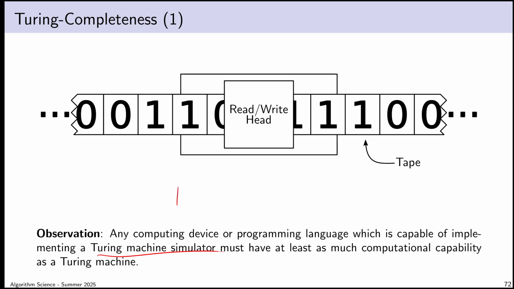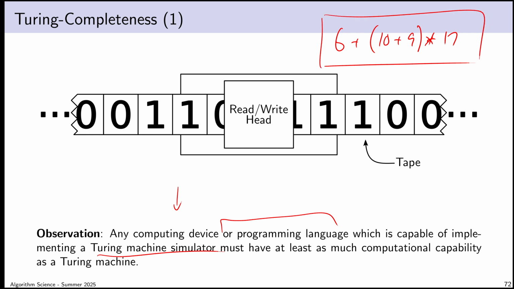Now you can see how it says any computing device, but it also says programming language. That's weird. So a programming language can be said to have computational power as well. There are very simple languages that we've used. For example, if you think about typing an expression into your calculator, that is a form of language. I mean, if I type in an expression like 6 plus 10 plus 9 times 17 or something like that, well, we could interpret the use of arithmetic as a sort of primitive form of programming language.